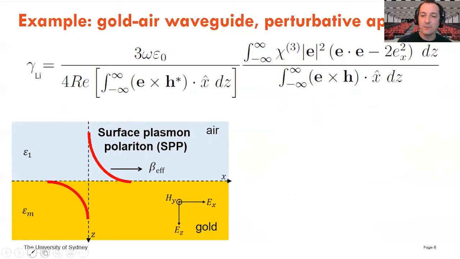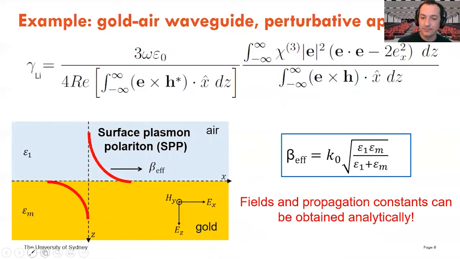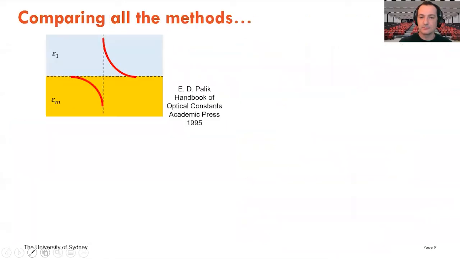So in the case of a surface plasmon polariton, the propagation constant and the fields can be obtained analytically. And this allows us to obtain gamma itself analytically for comparison with the numerical method. So I should just point out here that x is the propagation direction and z is transverse. So this integrates along the transverse direction. And we will now compare all of the methods I've described.